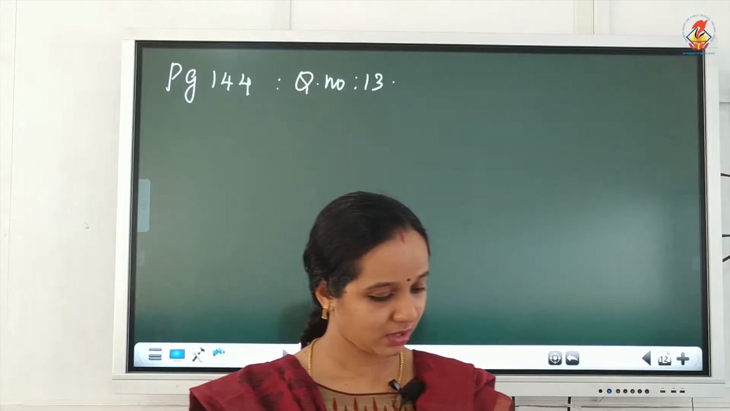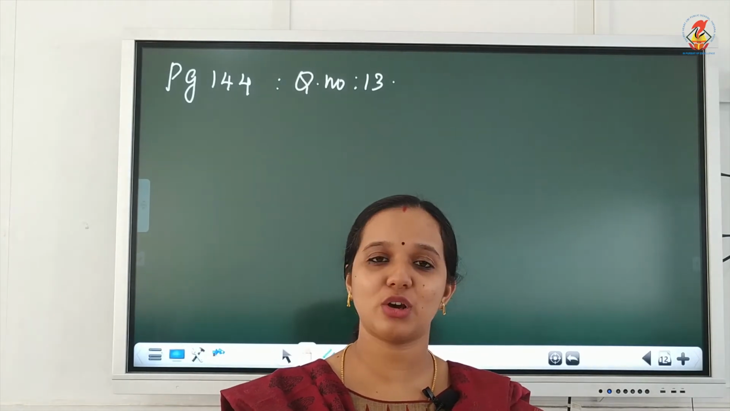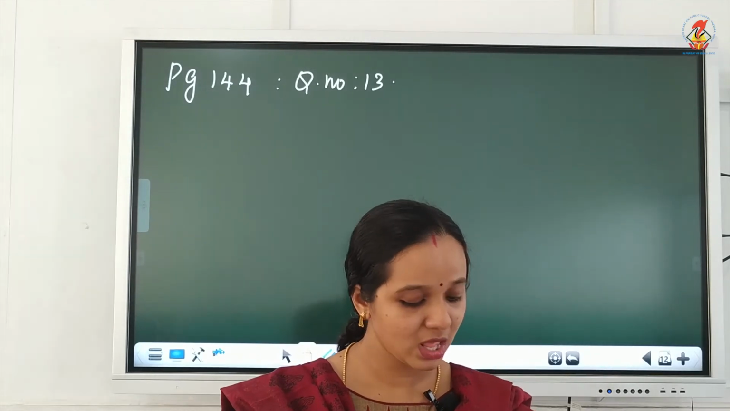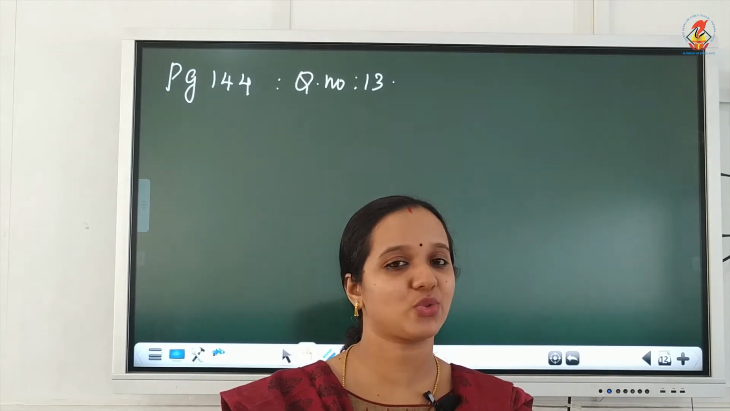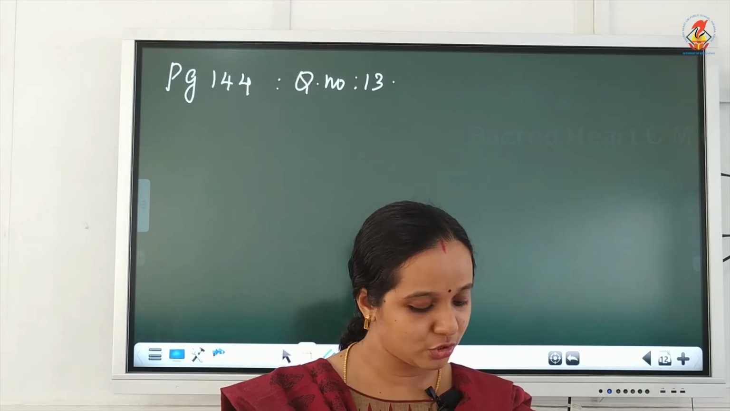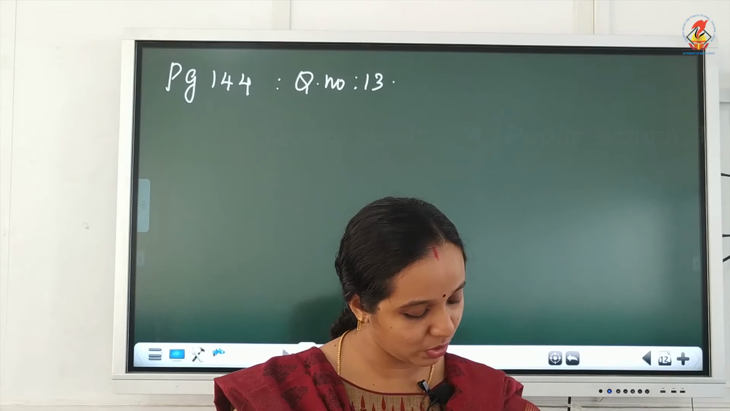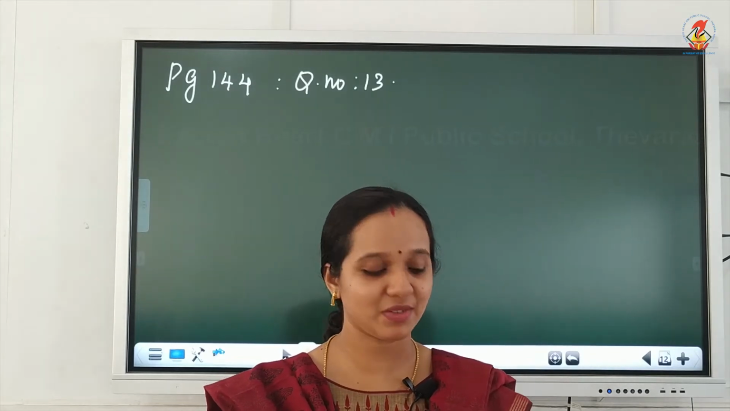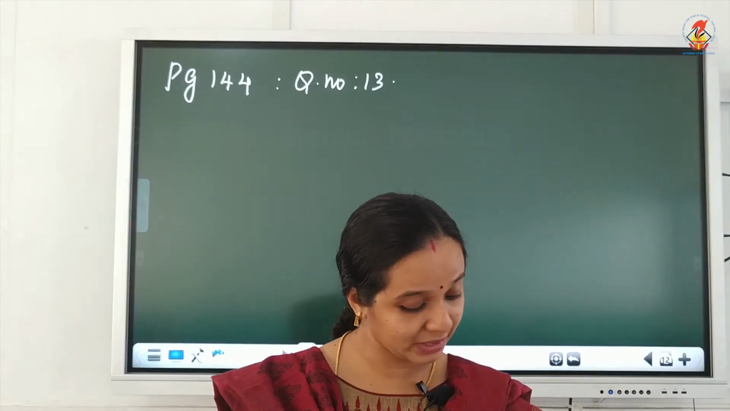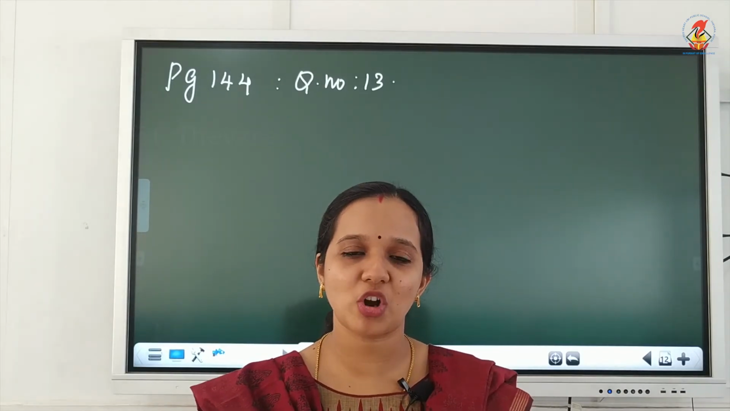The question is: a ball is thrown vertically upwards with a velocity of 49 meter per second. Calculate subdivision 1, the maximum height to which it rises, and subdivision 2, the total time it takes to return to the surface of the earth. Only up to subdivision 2. So, you need to find the maximum height and the total time taken to return back to the surface of earth. Now, let us write the given quantities first.